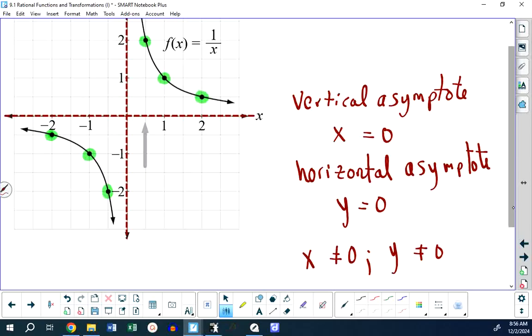Any questions with that first graph? Okay. By the way, there's no x-intercepts, there's no y-intercepts. That should be obvious because those are asymptotes.